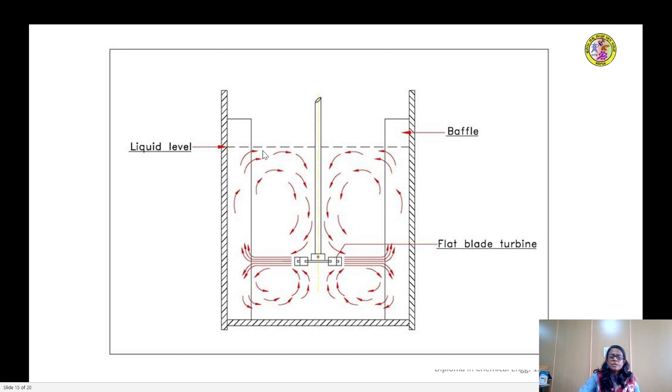One stream flows in the upward direction, and after reaching the surface of the liquid, returns back to suction. In the same way, the stream flowing downward, after it has spread along the bottom, finally returns to the suction, the center of the impeller.